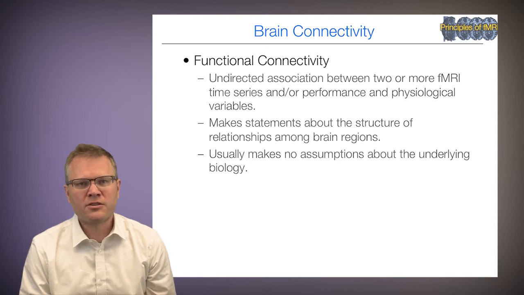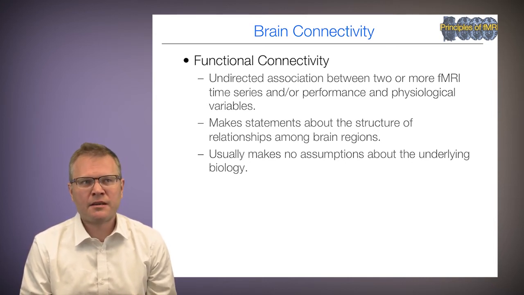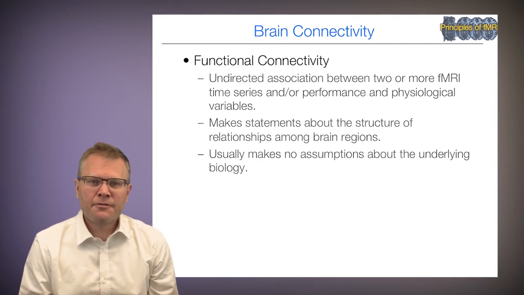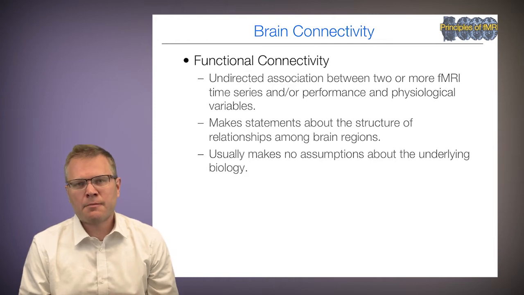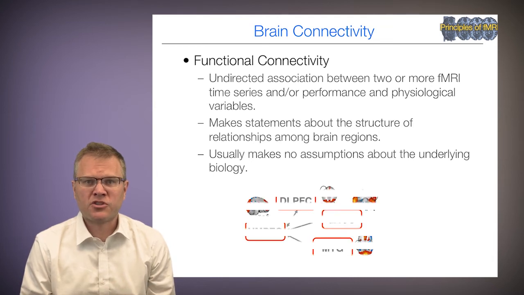If you survey the brain connectivity literature, you quickly come across two pieces of terminology. One often talks about functional connectivity and effective connectivity. So functional connectivity is defined as the undirected association between two or more fMRI time series. We extend that definition to also include performance and physiological variables. Functional connectivity makes statements about the structure of relationships among brain regions. It usually doesn't make any underlying assumptions about the biology.